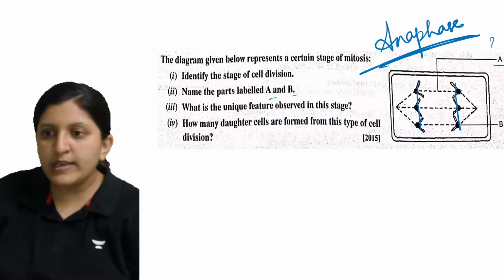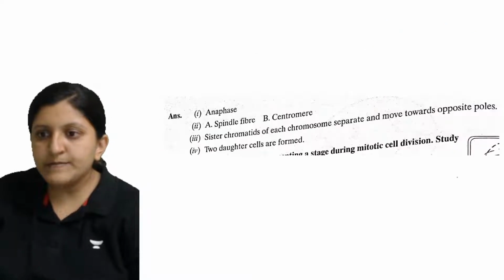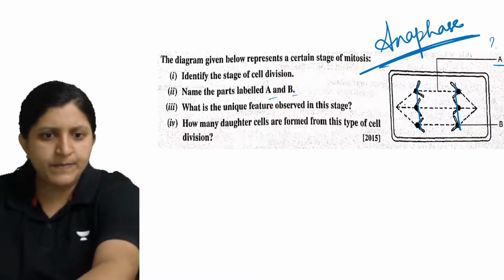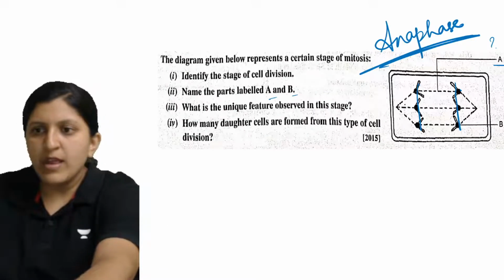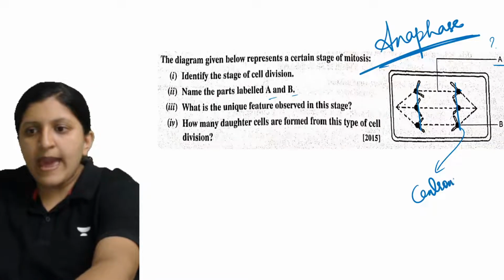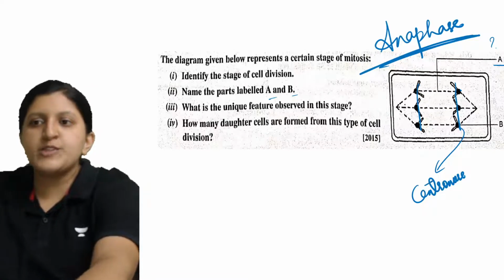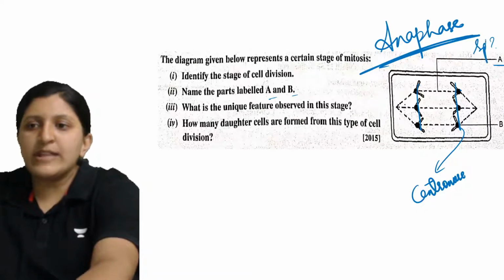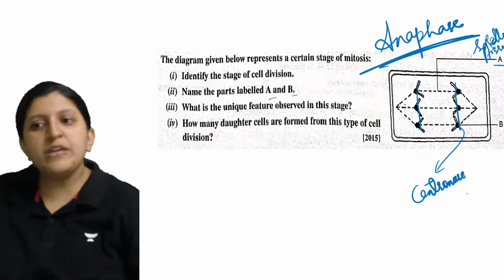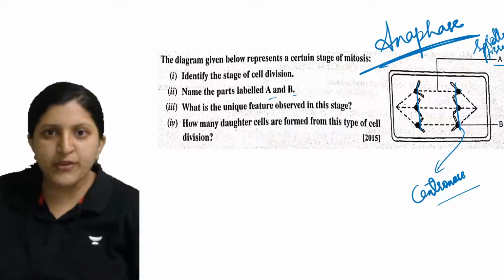So this one is centromere. Okay, and what else do you see in this one? This one is basically a spindle fiber, so I'll just label this one. So this is now a spindle fiber. You can see spindle fiber formation, and then there is a centromere formation.